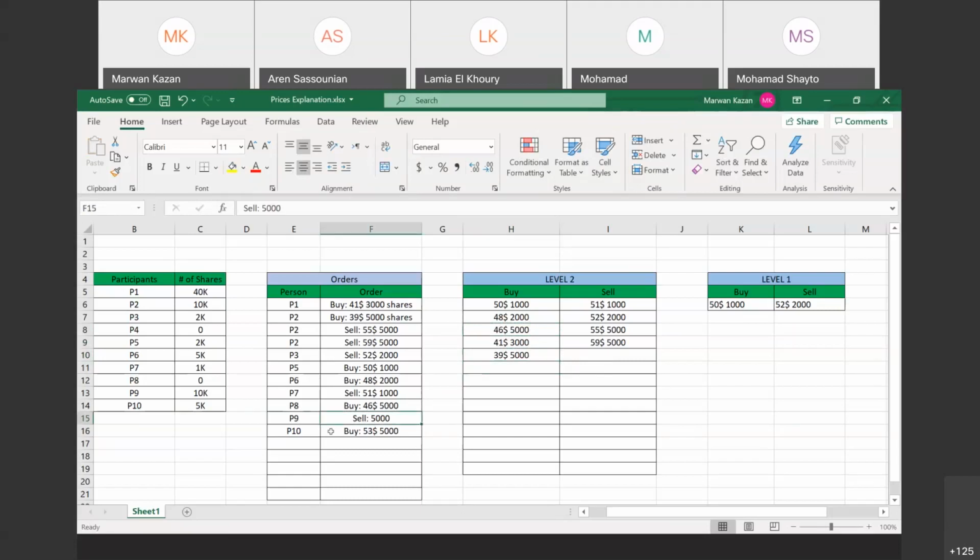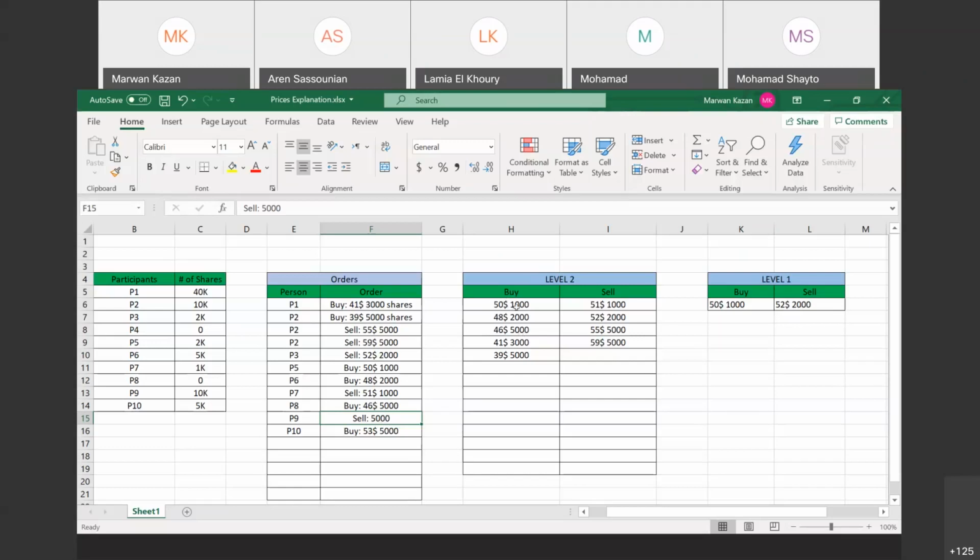Now P9. P9 wants to sell 5,000 shares, but he didn't specify a price. What does that mean? That means his type of order is a market order. So he's gonna sell and he doesn't care about the price. Sell it right away, I don't care. Okay. So he'll sell 5,000 shares at any price. Okay. And because he is a seller, he's gonna sell his shares to a buyer, right?